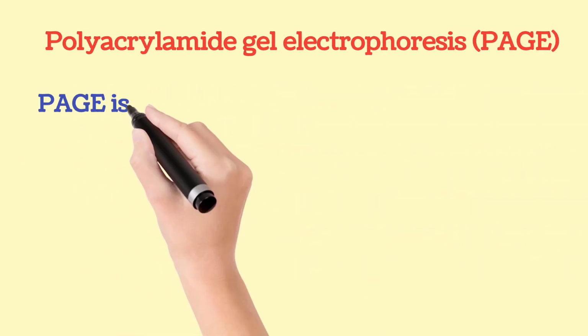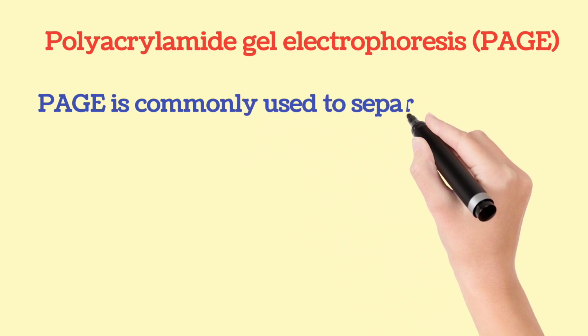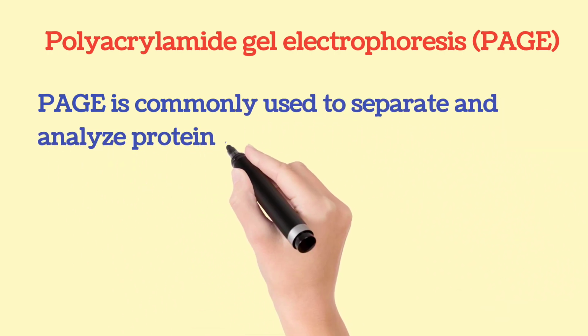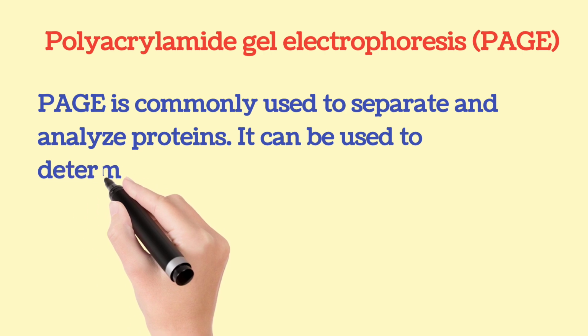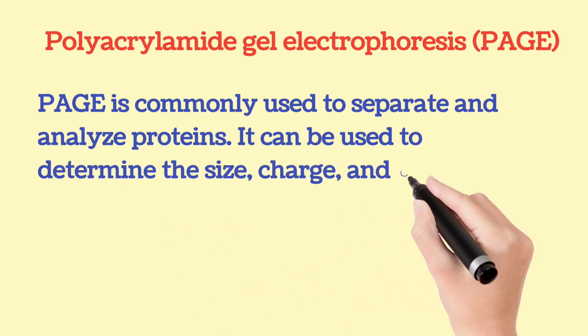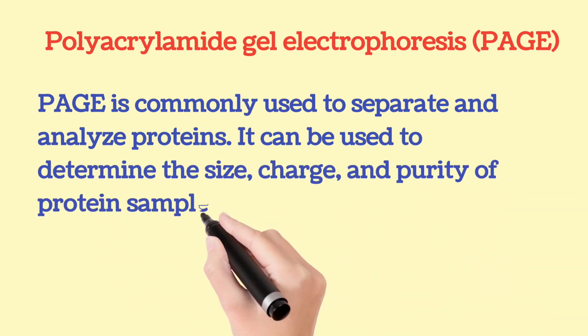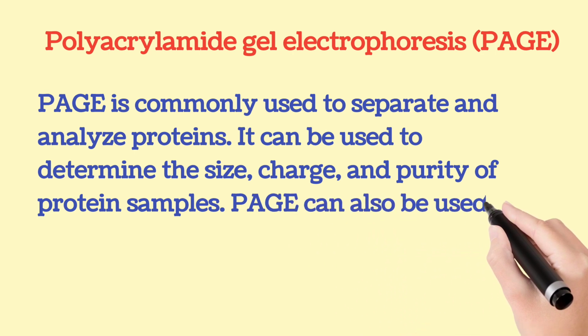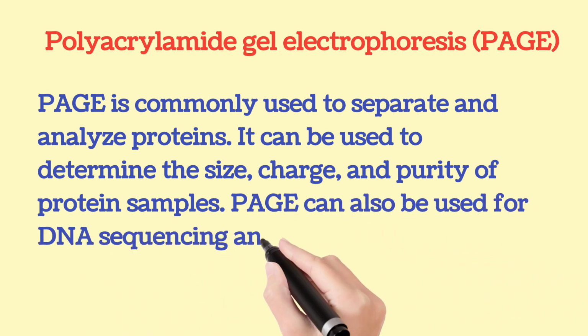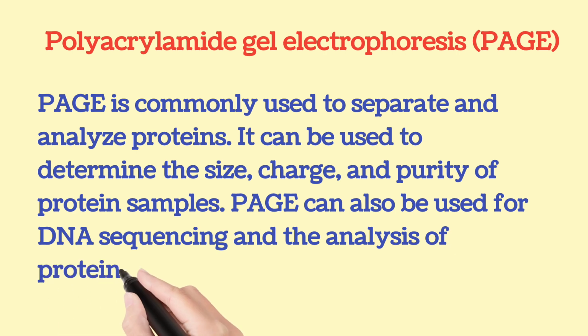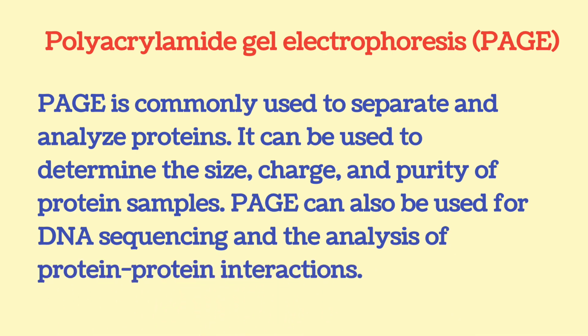2. Polyacrylamide gel electrophoresis. PAGE is commonly used to separate and analyze proteins. It can be used to determine the size, charge, and purity of protein samples. PAGE can also be used for DNA sequencing and the analysis of protein-protein interactions.